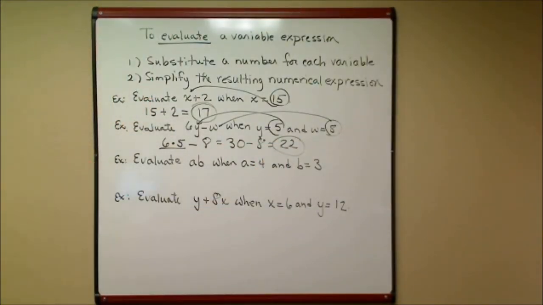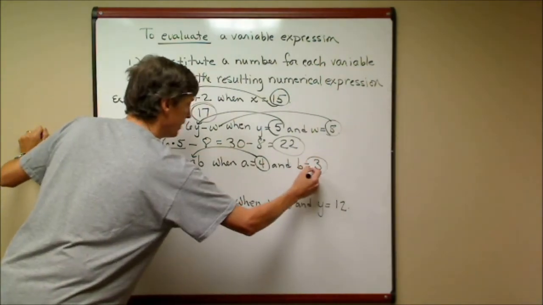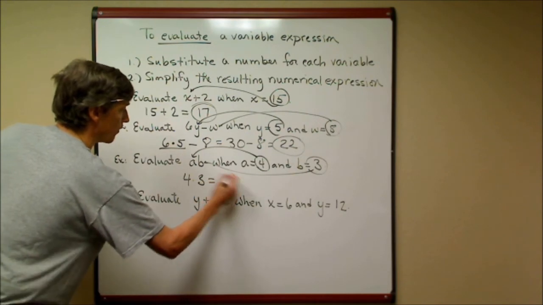Here's one where there's two variables right next to one another, and that of course also implies multiplication. When there's no symbol between, and it refers to multiplication, a times b. So if I substitute the 4 in for the a and the 3 in for the b, I get 4 times 3, which of course is 12.